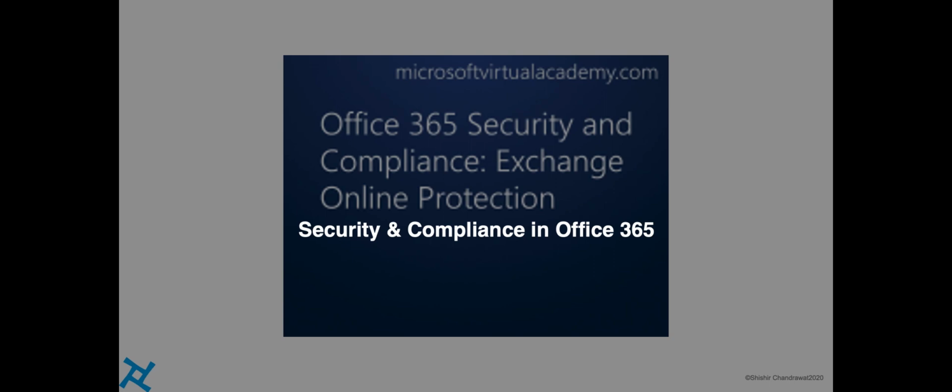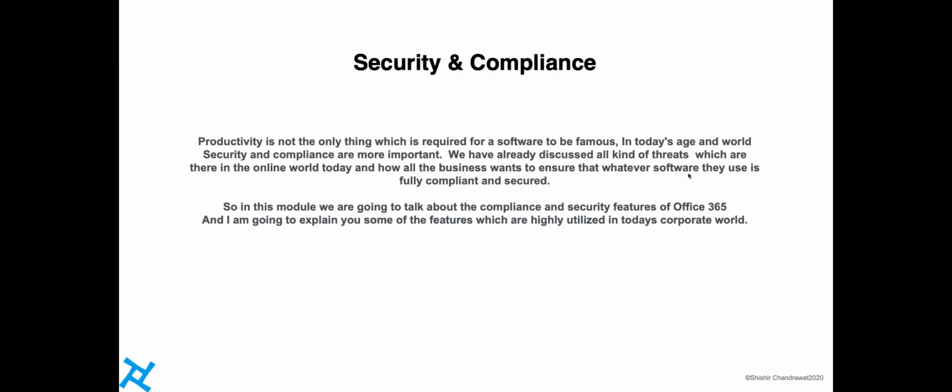This module is about security and compliance in Office 365. So far we have looked into various productivity features of Office 365 like Exchange Online, SharePoint Online, OneDrive, and Microsoft Teams. But it is highly important that a software has to be secure and compliant as well. And that's what this module is about.